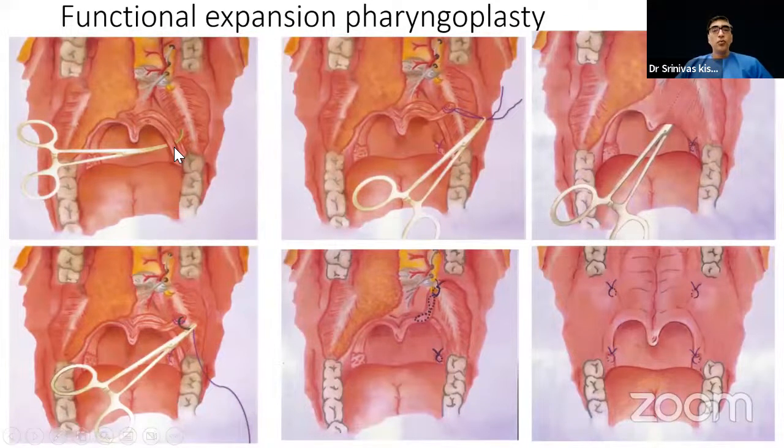So, what do you do? After tonsillectomy, you will see two kinds of muscles here. See, this is the uvula. This is the condensation of the, we call this the pterygomandibular.